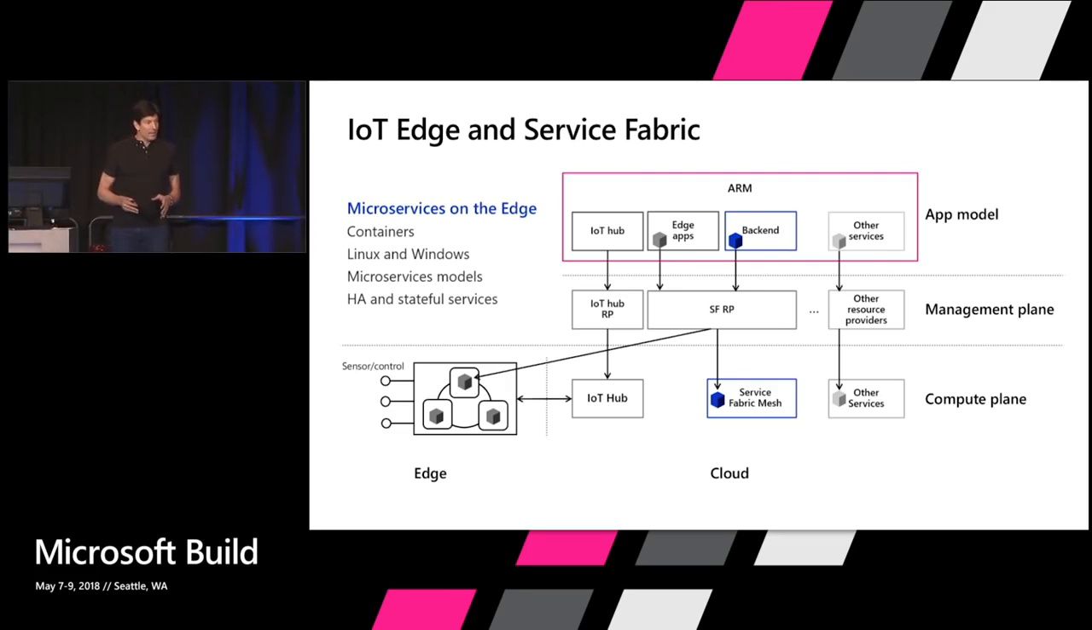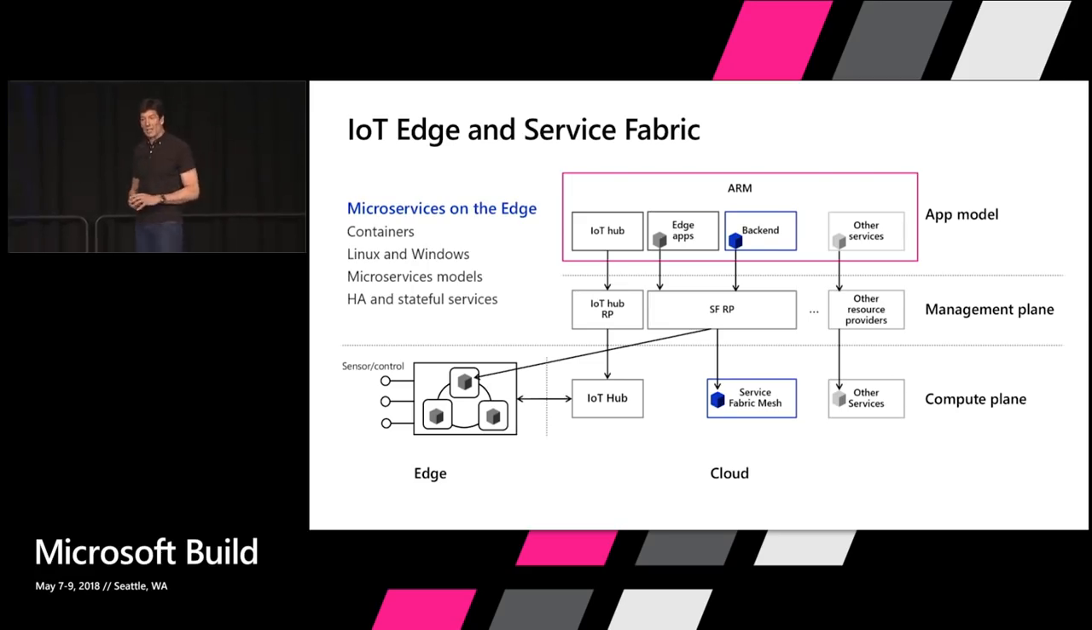One way that we're enabling that is by having IoT Hub be a place that can control the deployment of orchestrators, the bootstrap of orchestrators on the edge, and then have the orchestrators in the cloud be able to manage the lifecycle of applications on those edge devices.